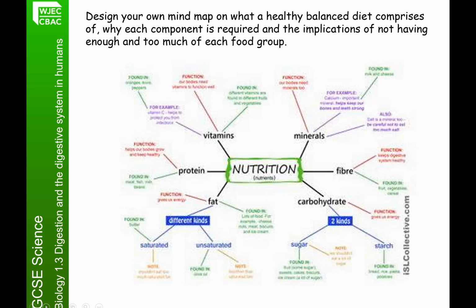So there's an example there on the screen of what this might look like. So nutrition in the middle, the different food groups around the outside. Obviously this one hasn't got water. You can add water on to yours if you wish. And then it's giving the functions of each group. It's giving where it's found, so which particular foods would contain a lot of it. And also then the implications of not having enough or having too much of each food group as well.